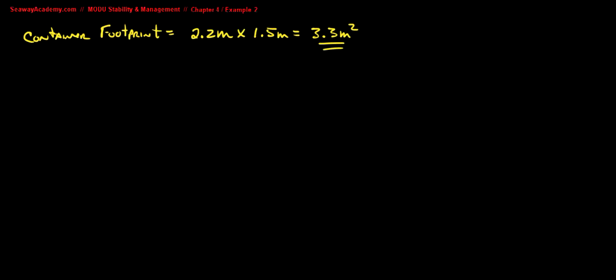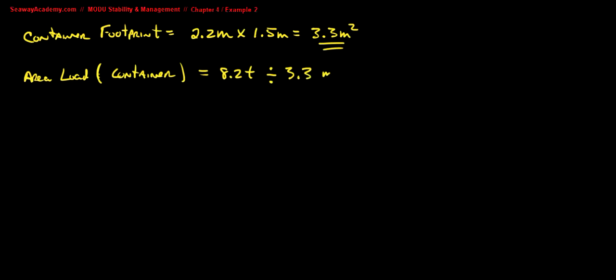Next, we need to calculate the area load of the container. They tell us that the container weighs 8.2 tons, and we've just calculated the footprint of the container. So we take the weight of the container, 8.2 tons, and divide it by the container's footprint, which is 3.3 square meters. And we end up with 2.49 tons per meter squared.